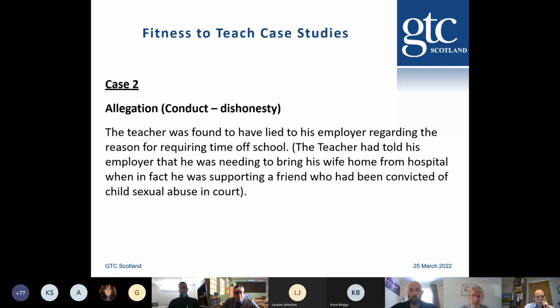What are your thoughts? What are the main issues? What do you think the disposal would be? What are the key considerations here?